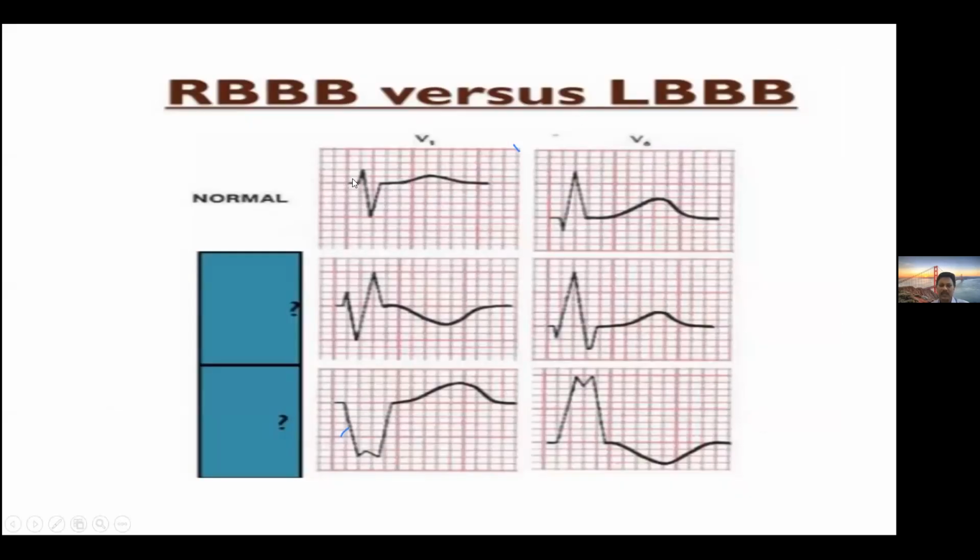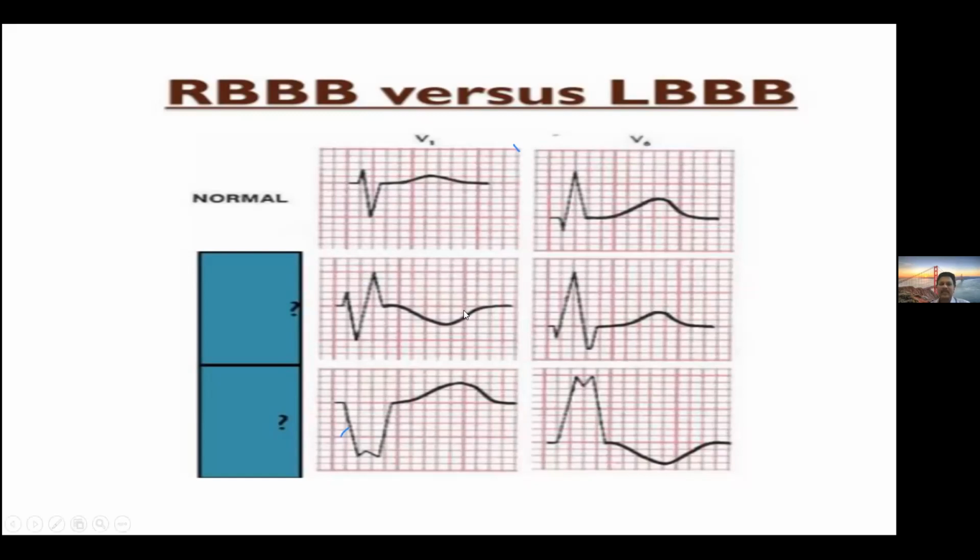Normally, in V1 there is an initial R wave, and a septal Q wave in V5, V6. Whereas in RBBB, because the right bundle is blocked, what will happen? You are seeing an initial R wave, left to right conduction. From there on, the right bundle is blocked, so right side conduction is not happening. The left ventricle conduction is picked up, and you are seeing a tall R, an rSR' pattern, a tall R wave, because the left to right conduction occurs from muscle to muscle.